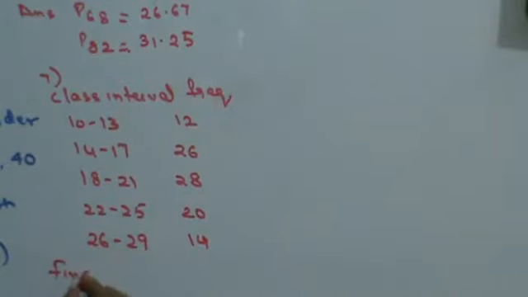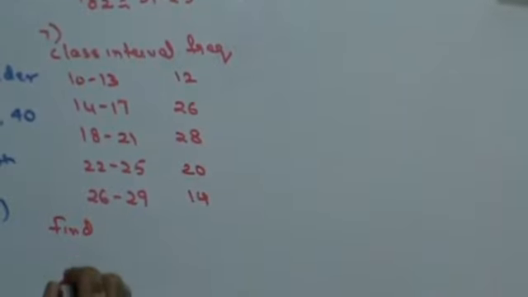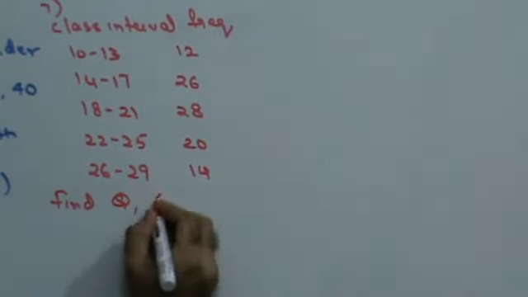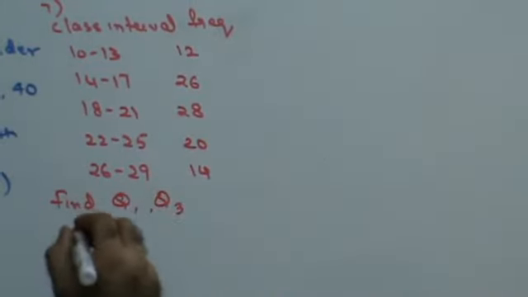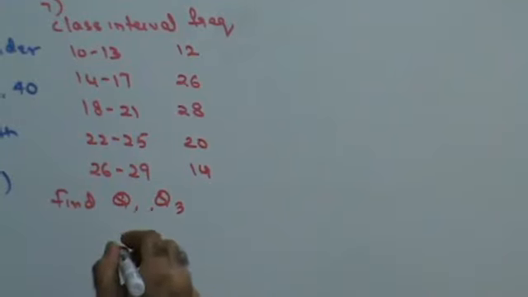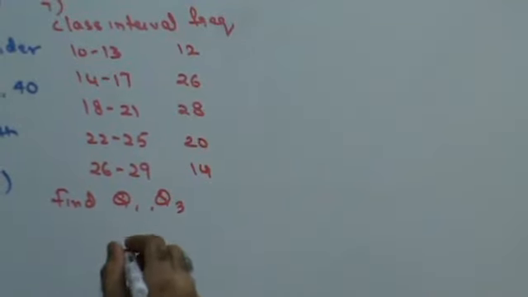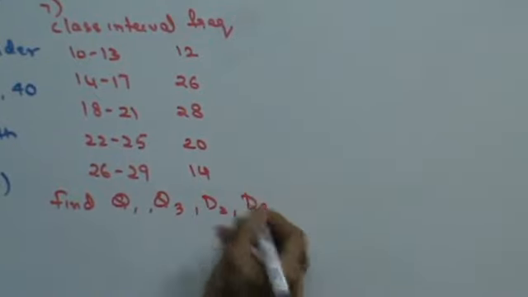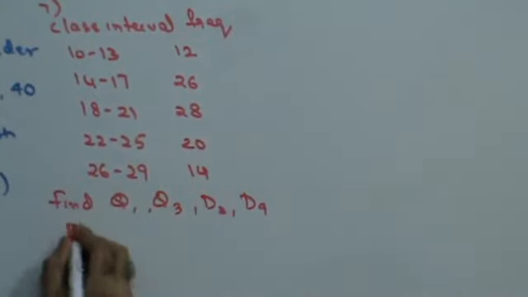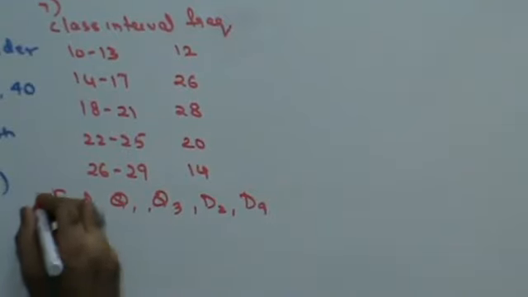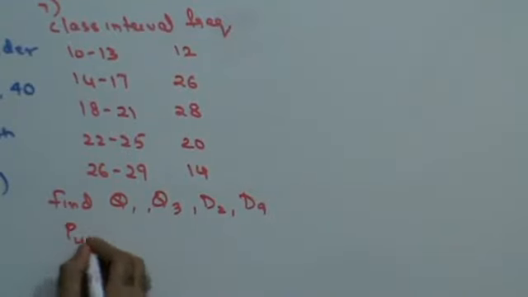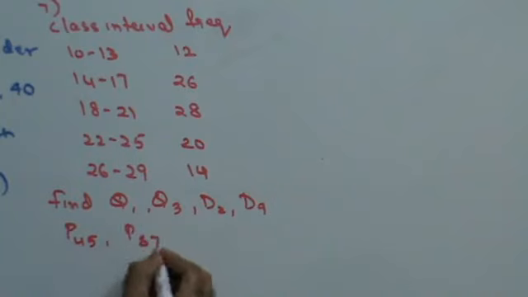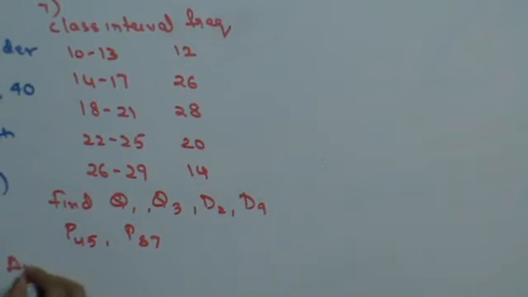Find the value of Q1, Q3, first quartile, third quartile, second and ninth decile, and the 45th and 87th percentile. Now that we've done the entire chapter, this whole sum you should be able to do on your own. I'll give you the answer for this.